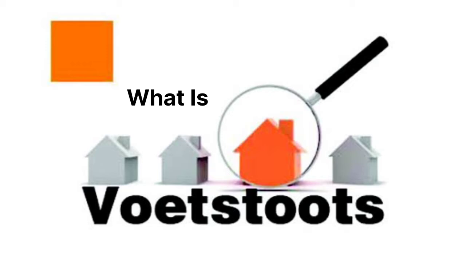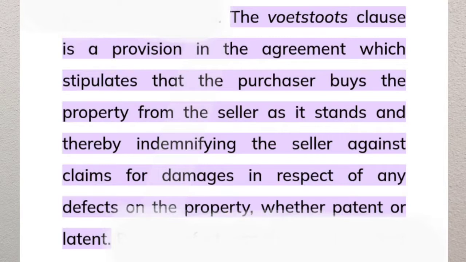So in most sales agreements of an immovable property, they contain a clause in terms of which the purchaser agrees to buy the property voetstoots, right? The term voetstoots is a provision in the agreement which stipulates that the purchaser buys the property as it stands, thereby indemnifying the seller against claims for damages in respect of any defects on the property. Whether the defects are what we call latent defects or patent defects, right?